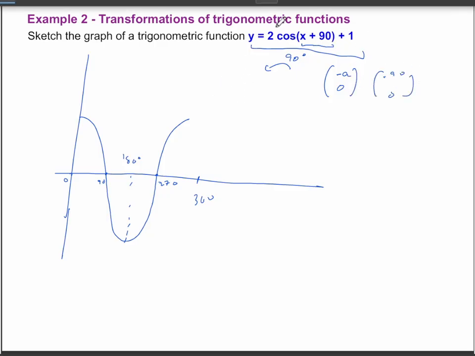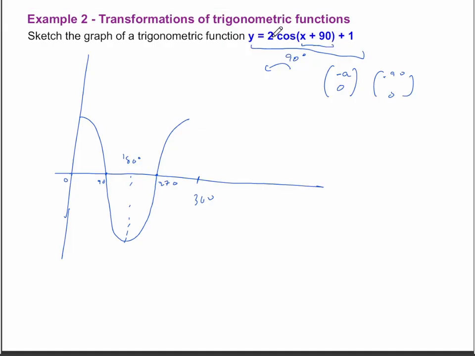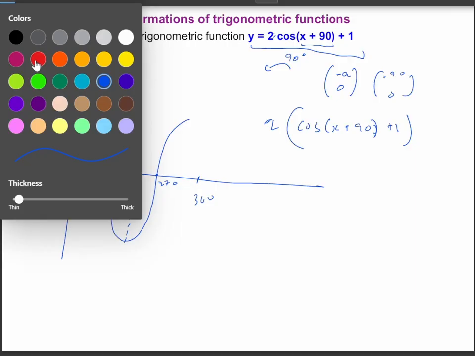Then what happens next is we multiply by 2 first, then we add 1, right? Because if you would have added 1 first, it would have become cos (x plus 90) plus 1, then multiplied by 2. And this is different from this right here. So we first multiplied by 2, then we add 1, right? So we're going to go step by step.